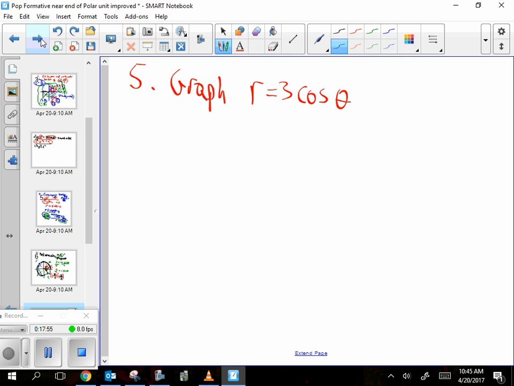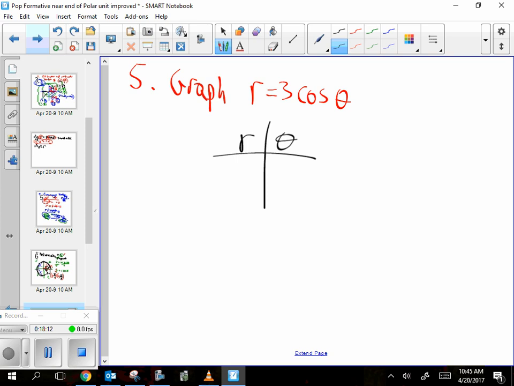All right, so if you're going to graph these, you need an r and a theta. And what's the r? You don't want to pick the r's. You want to pick the what? The thetas. So what's a good theta?